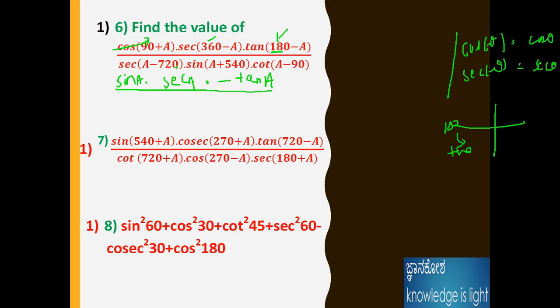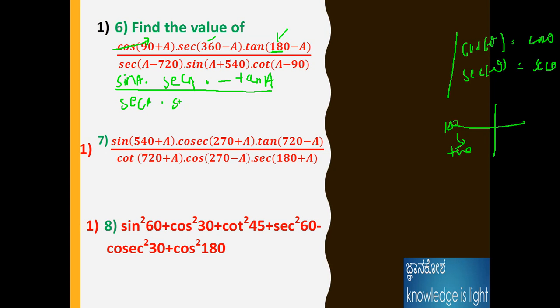Secant of minus theta: no need to change anything. Directly I have written it as secant, because secant of minus theta is secant theta only. Secant a, directly I have written. Sine of 540 is nothing but it should be converted as 360 plus 180. Okay, 360 plus 180 is nothing but 540. No need to change anything.